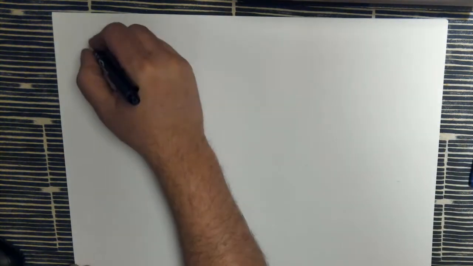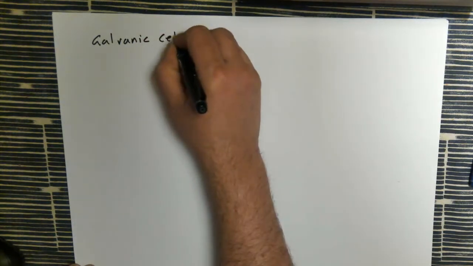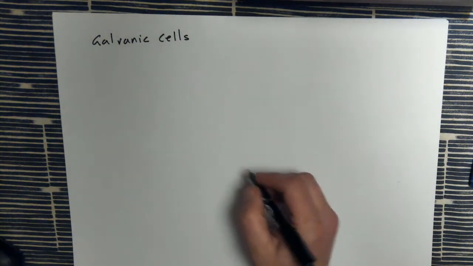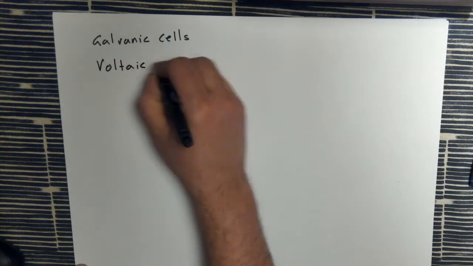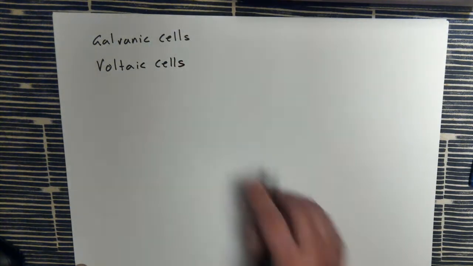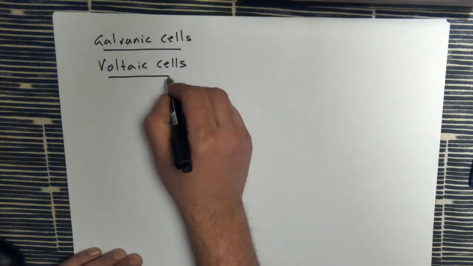In this video, I'm going to talk a little bit about how you apply redox reactions to real-world practical applications in what we call electrochemical cells. So I'm going to talk a little bit about galvanic cells, which are in reality just the same thing as voltaic cells. So they're essentially the same thing. And we'll talk a little bit about the history here.